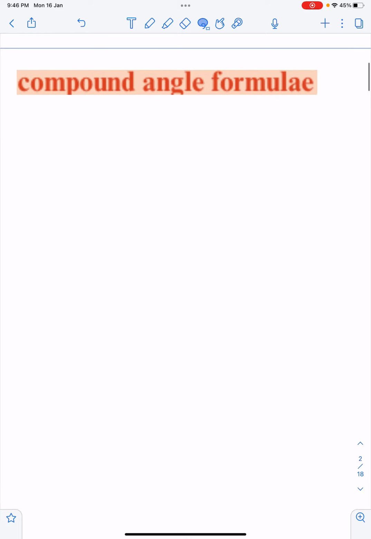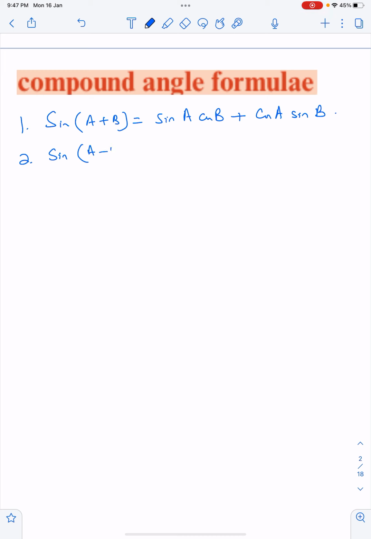Let's start. The first formula which we have to learn is sine of a plus b equals sine of a cos of b plus cos of a sine of b. The second formula is with the negative sign: sine of a minus b equals sine of a cos of b minus cos of a sine of b.